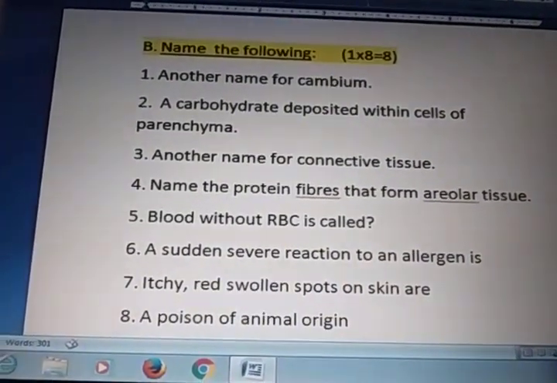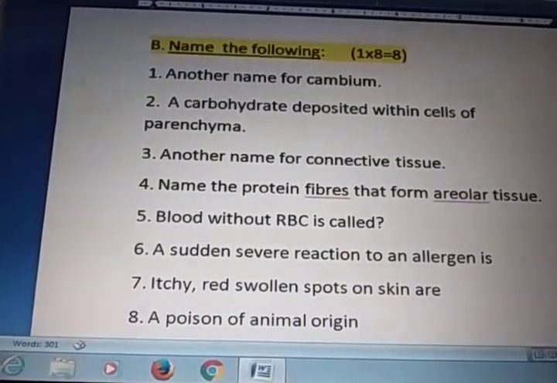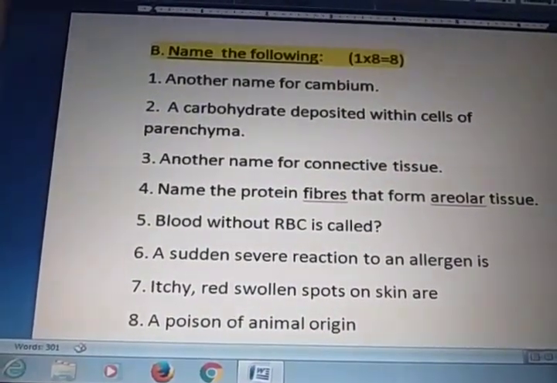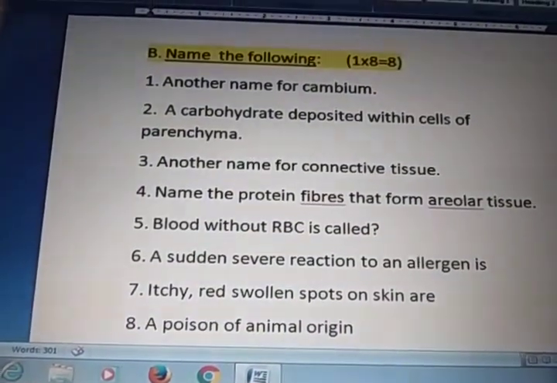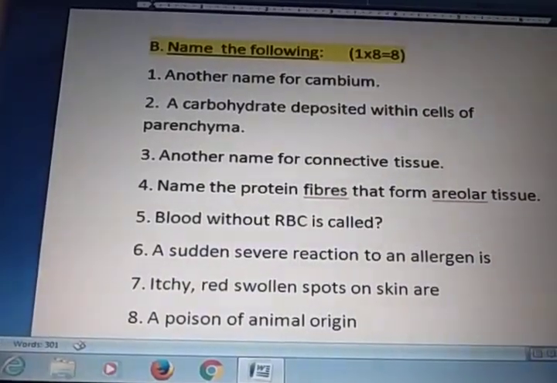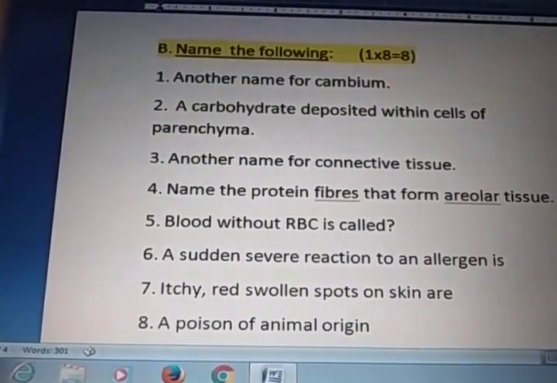5. Blood without RBC is called dash. What? You have to write that. A sudden severe reaction to an allergen is dash. Itchy, red, swollen spots on skin are called dash. Poison of animal origin is dash. So you have to name all these 8 parts.